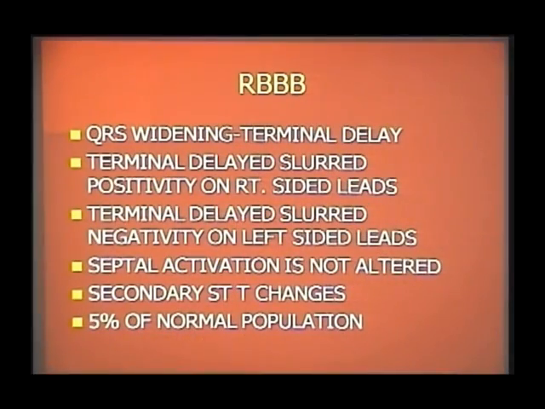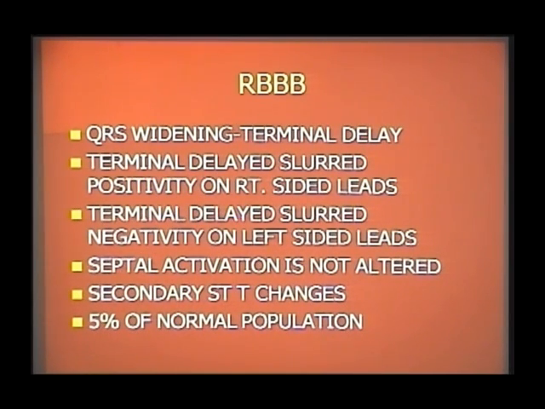So what is the criteria to diagnose right bundle branch block? QRS widening, terminal delay, terminal delayed slurred positivity over right-sided leads, and terminal delayed slurred negativity over left-sided leads. Septal activation is not altered. Please remember that, because my intact left bundle continues to activate my septum from left to right. So it is not altered. Secondary ST-T changes are there.